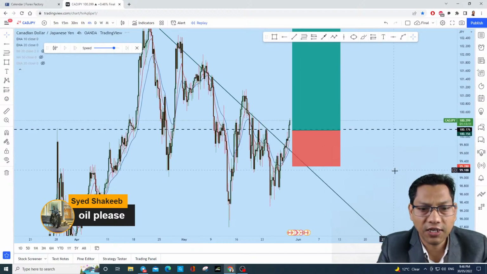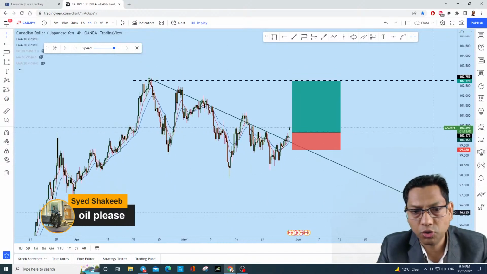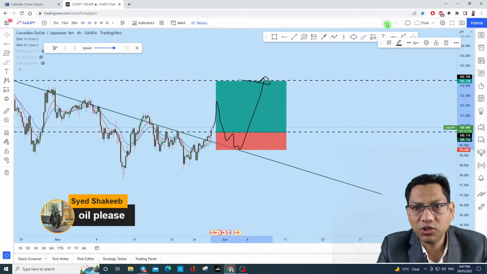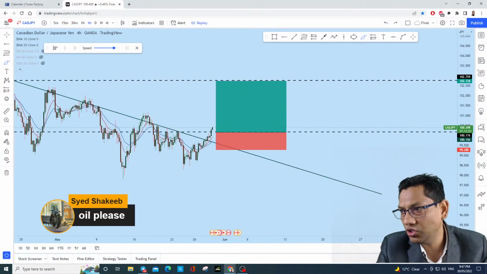I think that CAD/JPY should continue to rise in this direction. It may not go like that; it may come down again, we'll test this trend line and then go up. So that is what we have with CAD/JPY.